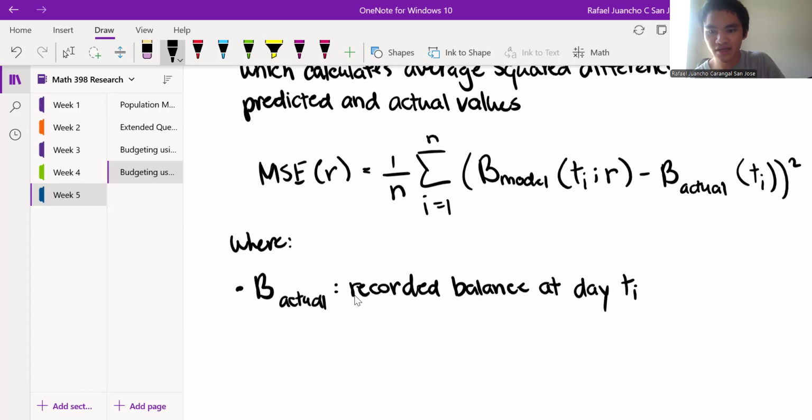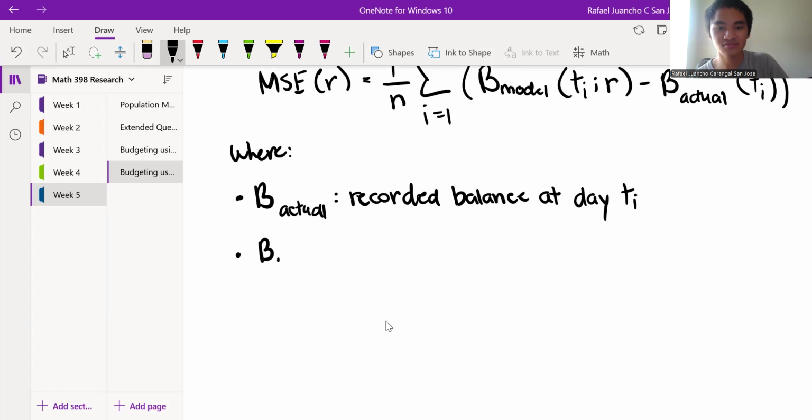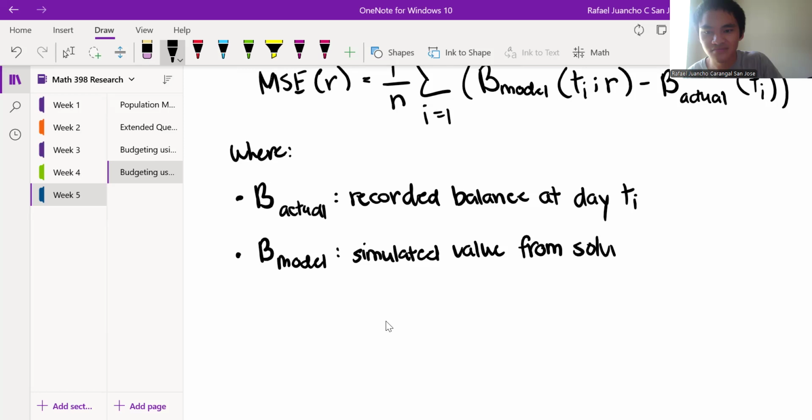At day T sub i. So if T sub 1, then that's probably July 7, something like that. Then we have B model. This one's the simulated value, or the modeled value. I really don't want to use the term ordinary differential equation because I have yet to learn it. But this is the simulated value from solving my model, that logistic decay model.